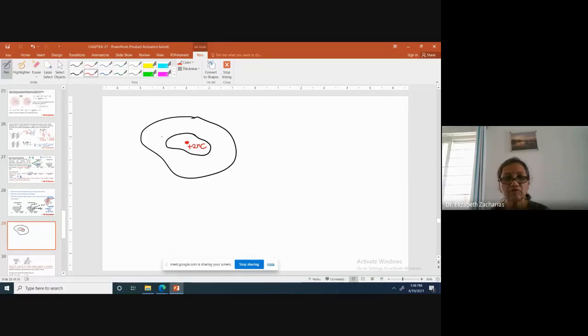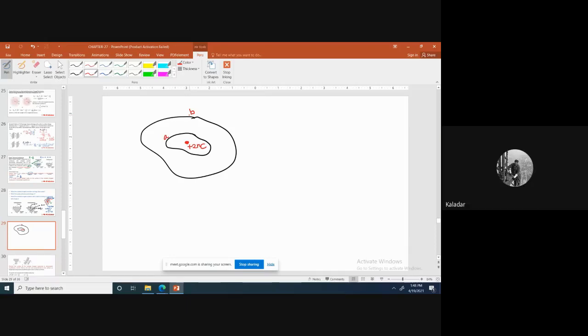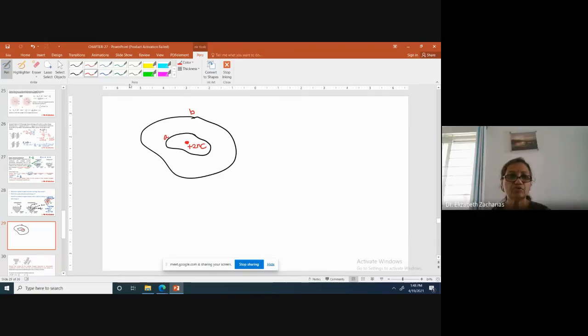Let me call this surface as A. I'll call this surface as B. On surface A, what will happen? We will have minus 2 nanocoulomb. Right. So what will happen is from the body of this conductor, minus 2 nanocoulomb will come and sit on the surface A.